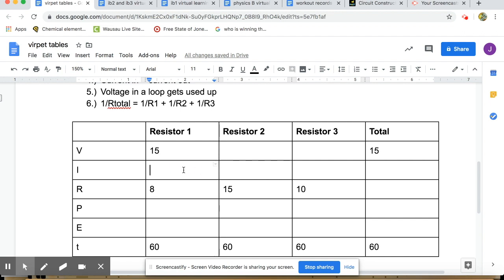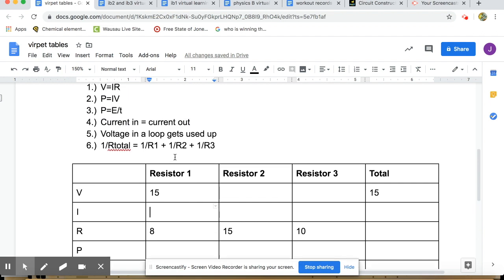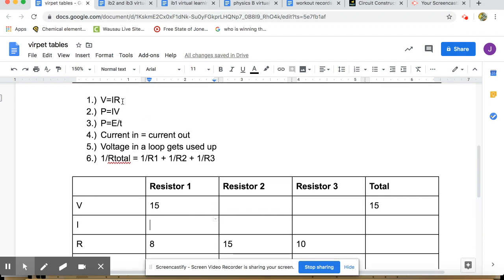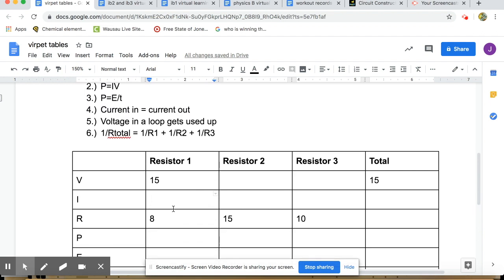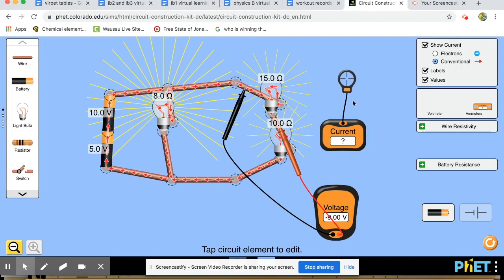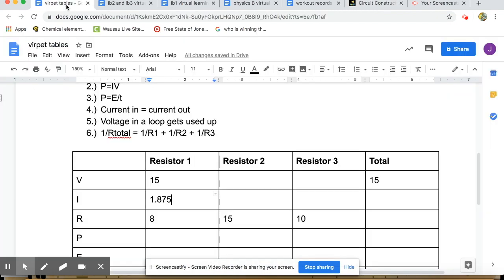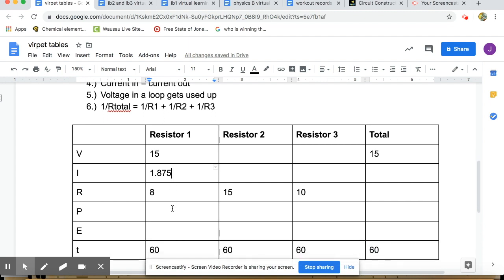But the good news is I can go to I, because I do know V and I know R for that first resistor, and I can use good old V equals IR to get I, because I is essentially just V over R. And so that would be just 15 over 8, which is 1.875. And I can go over to my simulation and check it with the ammeter. And indeed, it says 1.87. It's rounded, so that confirms we were right there.